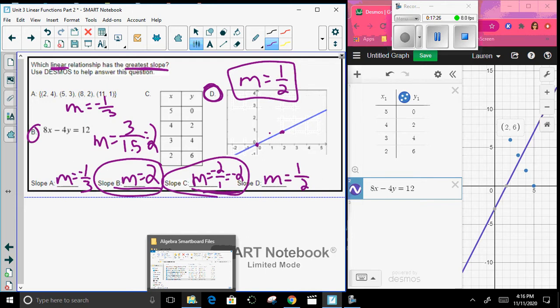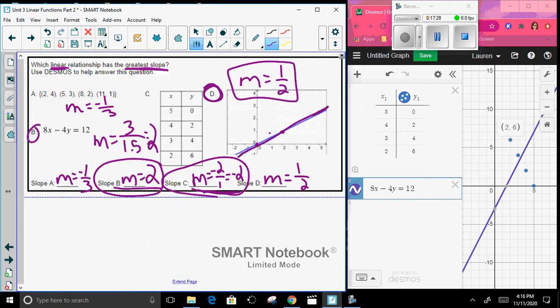Notice for this one right here, it wasn't as steep. Like if I were to walk up that hill, it's not as steep as if I were to walk up this hill over here on my calculator. That would be a lot steeper. Okay, so the smaller the number, the less steep the slope. The bigger the number, the more steep the slope.